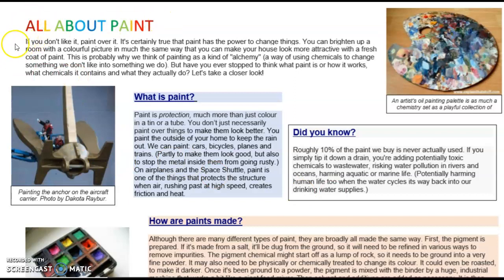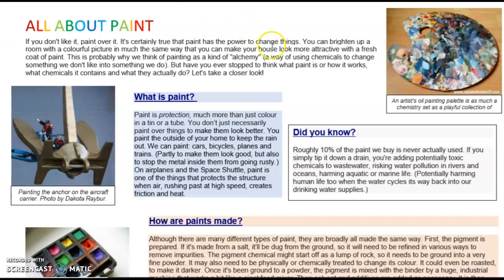All about paint. If you don't like it, paint over it. It's certainly true that paint has the power to change things. You can brighten up a room with a colourful picture in much the same way that you can make your house look more attractive with a fresh coat of paint. This is probably why we think of painting as a kind of alchemy, a way of using chemicals to change something we don't like into something we do. But have you ever stopped to think what paint is or how it works, what chemicals it contains and what they actually do? Let's take a closer look.